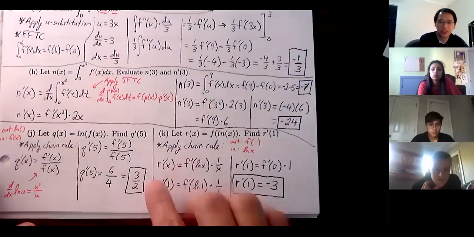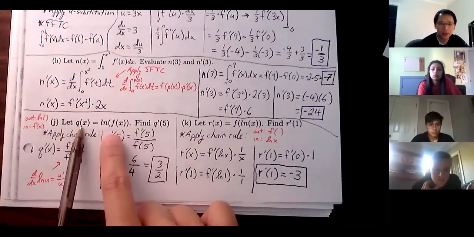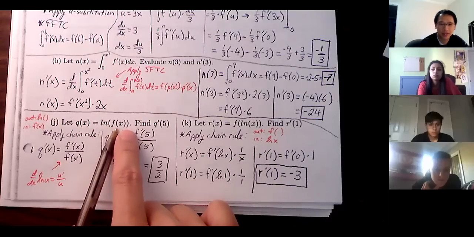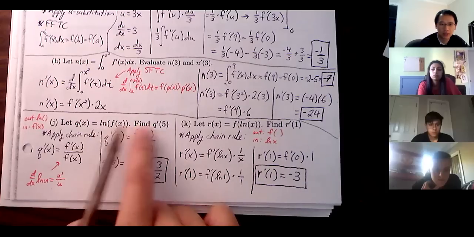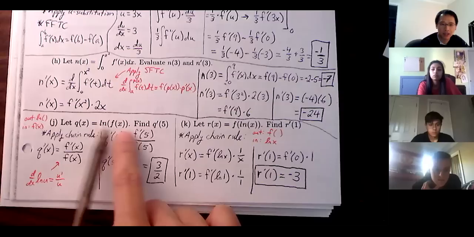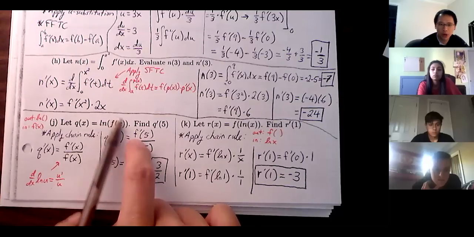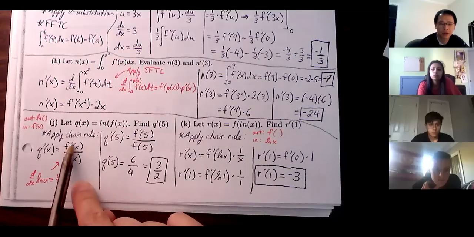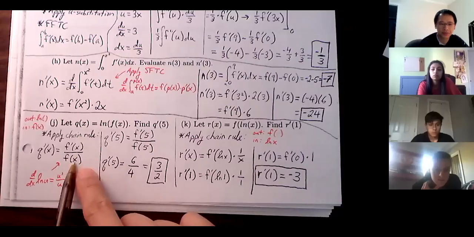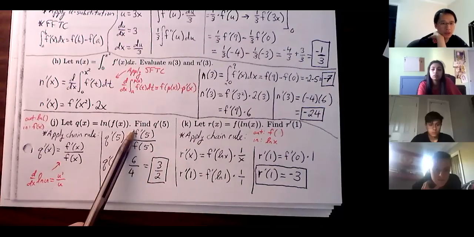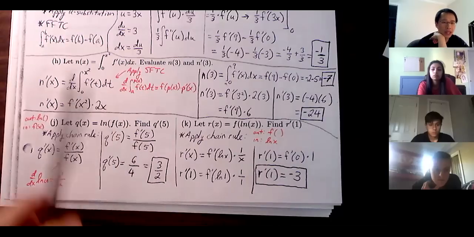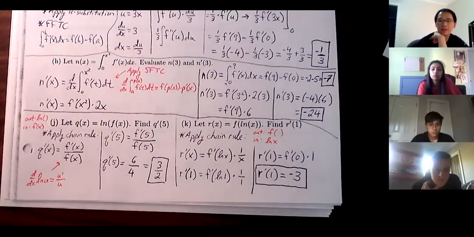All right, a couple more applications of the chain rule here. It says let q of x be natural log of f of x. So the derivative of natural log of u, also find q prime of 5. The derivative of natural log of u is u prime over u. So our u is the f of x, so our derivative is going to be f prime over f. Okay, so that's our derivative for this natural log function. So once we have f prime over f, then replace every x with 5, and then we just use our table of values. F prime of 5 is equal to 6. F of 5 is 4. We just pull that information from our table above: 3/2.